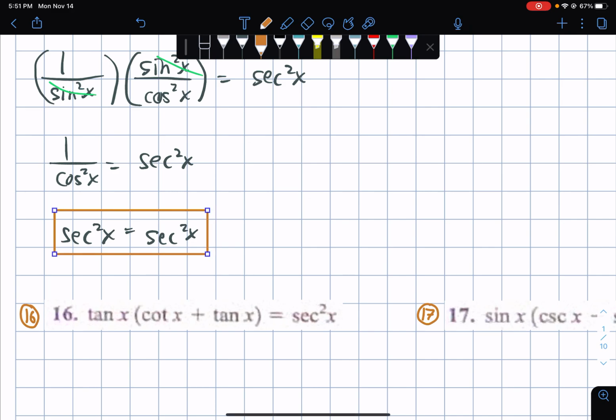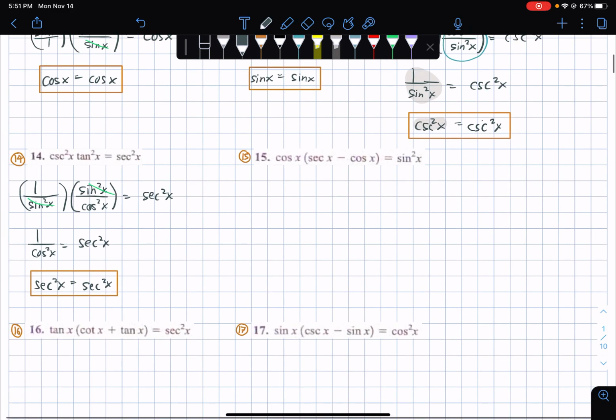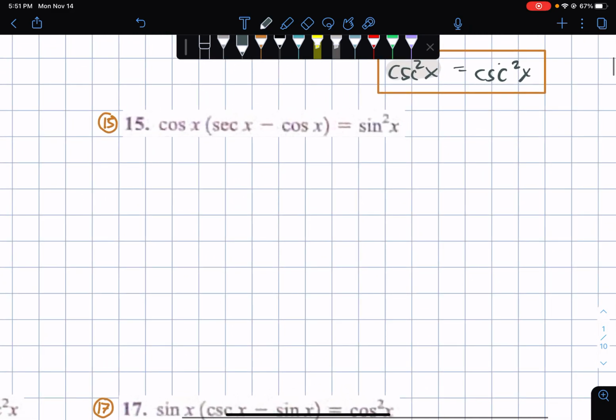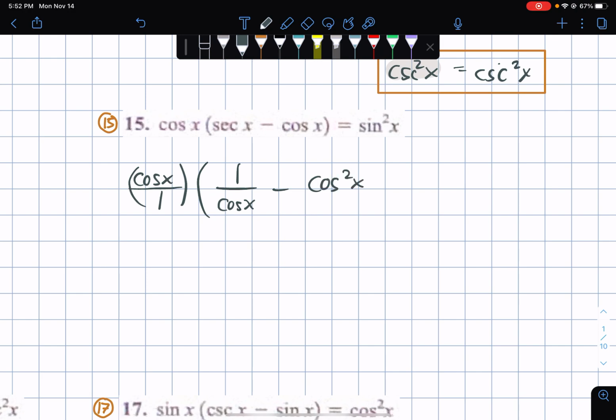So there. That's it. Let's move to number 15. Cosine x over 1 times secant. Secant is basically 1 over cosine. And we have something like this.